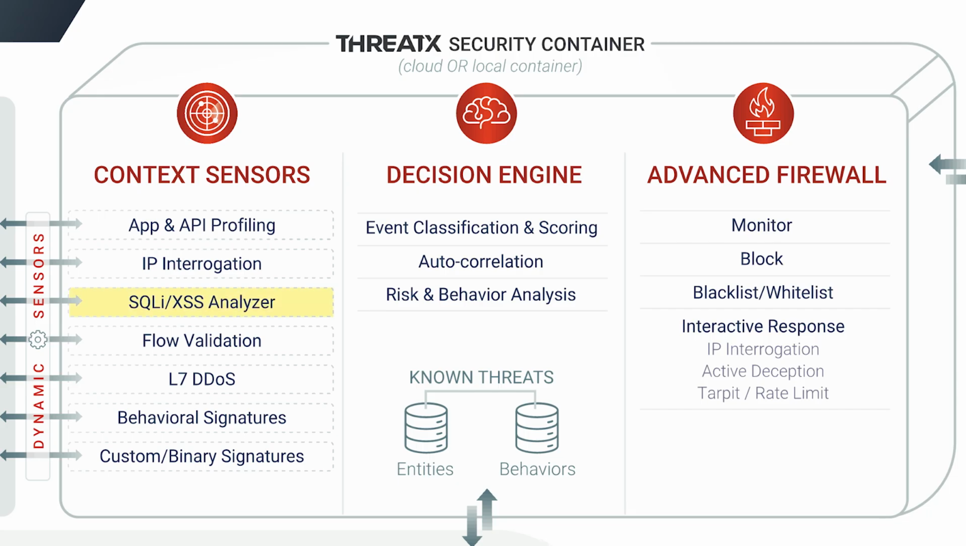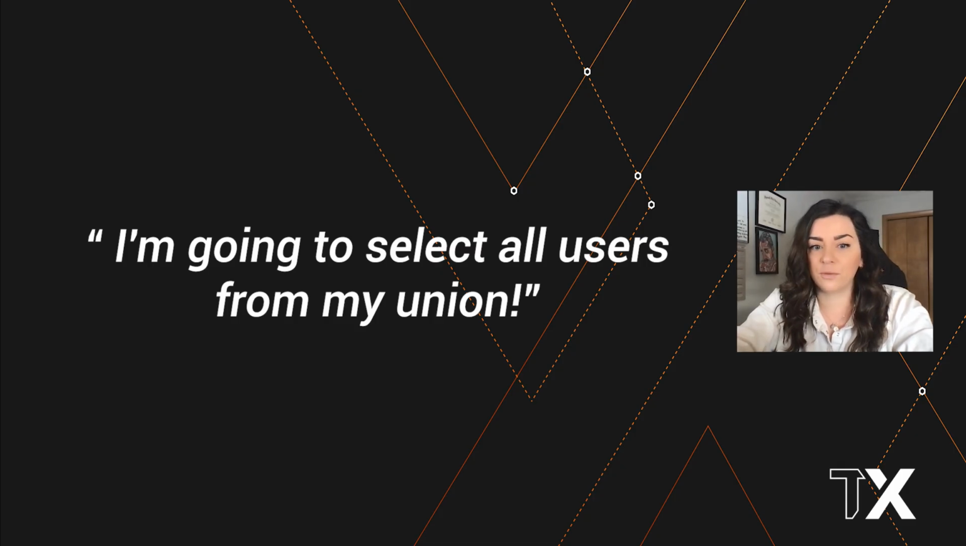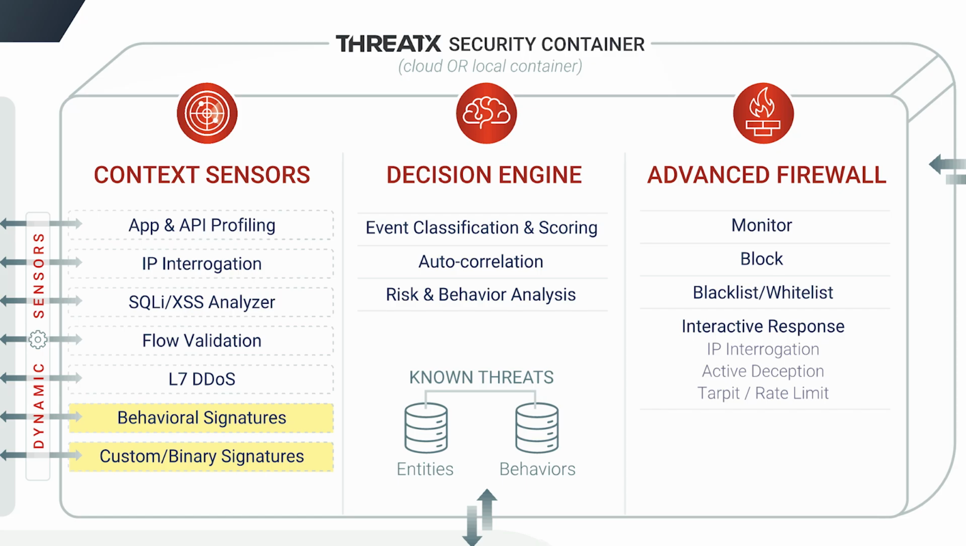Moving on to the SQLi and cross-site scripting analyzer. Everyone uses this, but the biggest difference here is ThreatX detects attempts based on behavior. We're looking for things in the request that could be made into an executable on the back end. A good example is someone uses the sentence, "I am going to select all users from my union." Now that's a benign sentence, and we want to make sure we don't block it like a regex-based solution would, just because it has basic SQL operators like select or union in the sentence. ThreatX uses context and inspects requests to make a logical decision before blocking, significantly reducing our false positive rate to near zero.